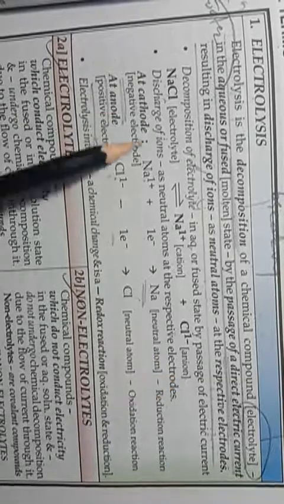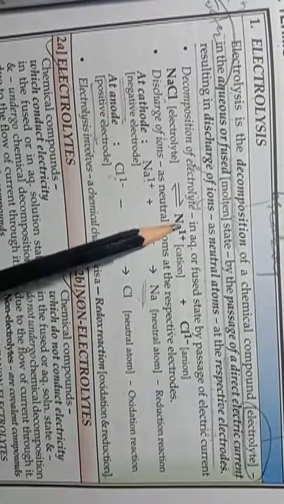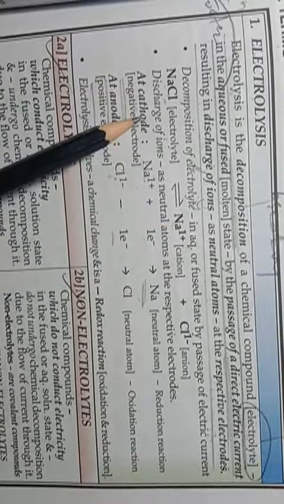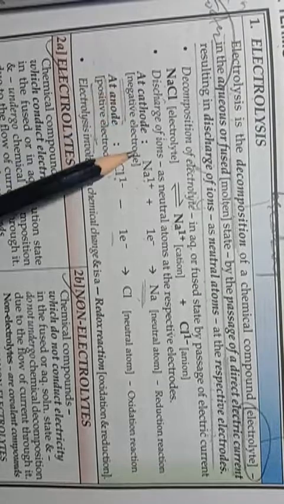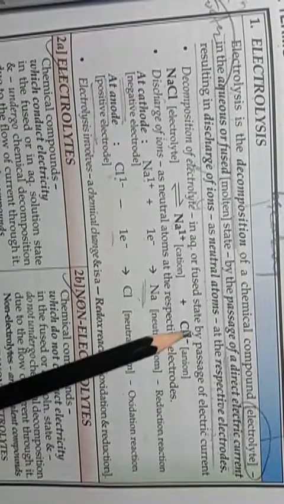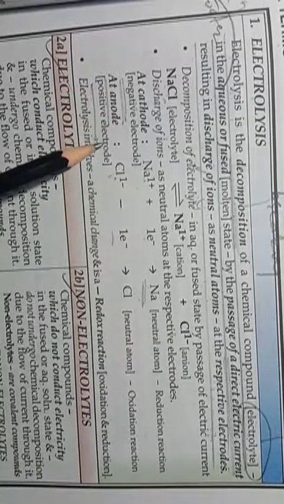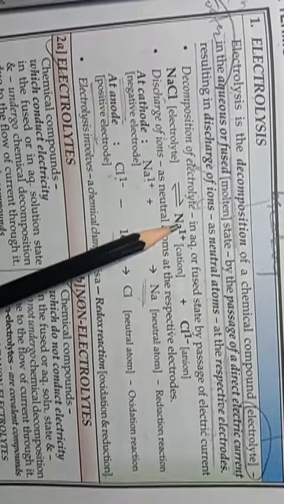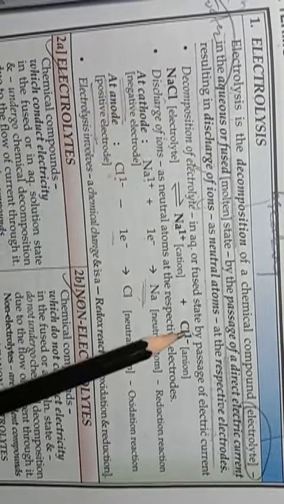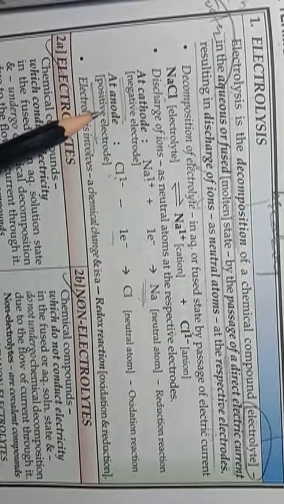Okay students, due to the passage of electricity, Na+ ions start moving towards the cathode, because the cathode is the negative electrode of the electrolytic cell, and the negative ions will start moving towards the anode, because the anode is the positive electrode. So positive ions move towards the negative pole of the cell, and negative ions move towards the positive electrode of the cell.